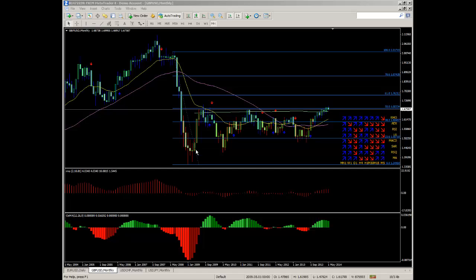You'll notice that once price got to this level, we've always had a major pullback. Here again through 2011, a major pullback. Here, however, you can see that price is definitely wanting to move higher.